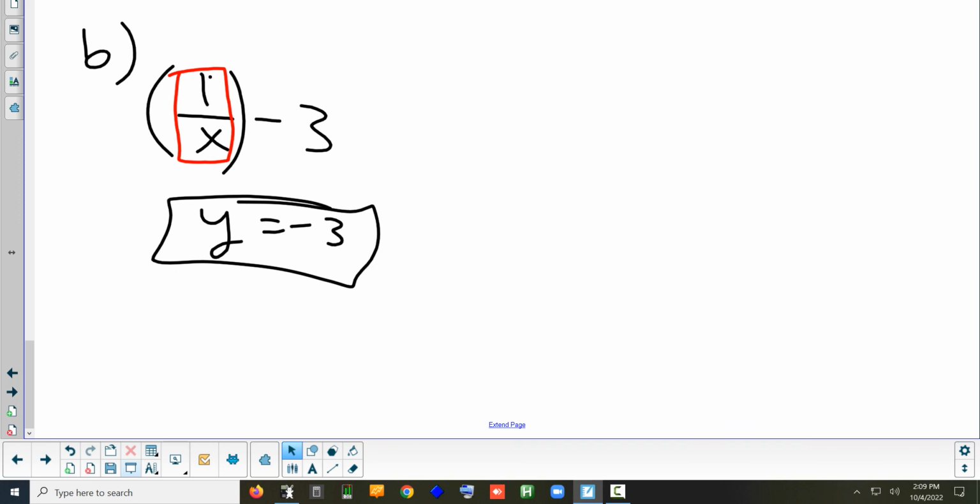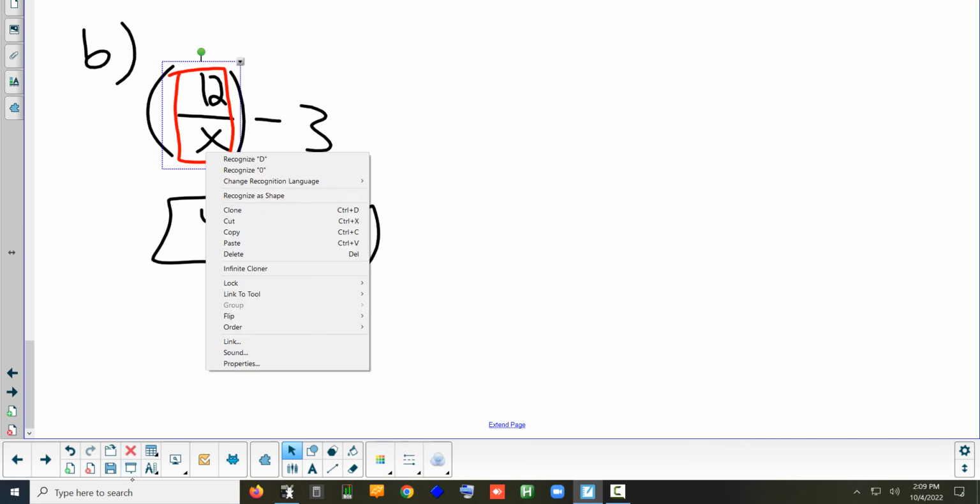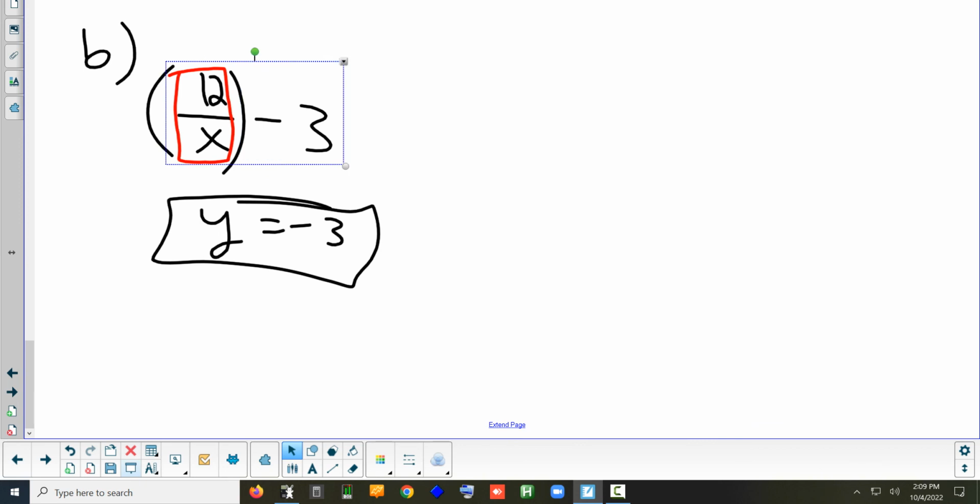Now, what if I made this top number a 12? Would anything change? Anything, Tom? No. Because pretend x was a really huge number, like 1 billion. Whether you divide 1 by 1 billion or you divide 12 by 1 billion, it's basically the same. It's still extremely small. It's still getting closer and closer to 0. The only thing that affects a horizontal asymptote is when you add or subtract a number outside of this box in red. That's what affects it.